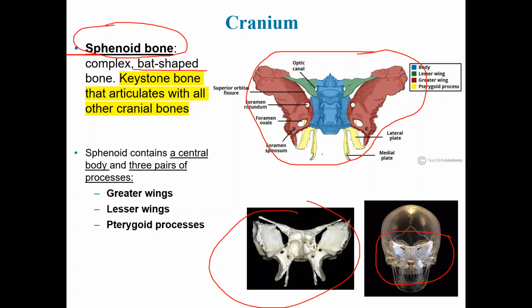So we can recognize, first of all, this bone is a key bone because it articulates with pretty much all other cranial bones, okay? And see how it's really there, kind of in between all the bones. And we can recognize three major regions here. First of all, there is the body, which is this one in blue. And then we have the greater wings in red and the lesser wings in green, and the pterygoid process in yellow. Okay, this is just for the description.